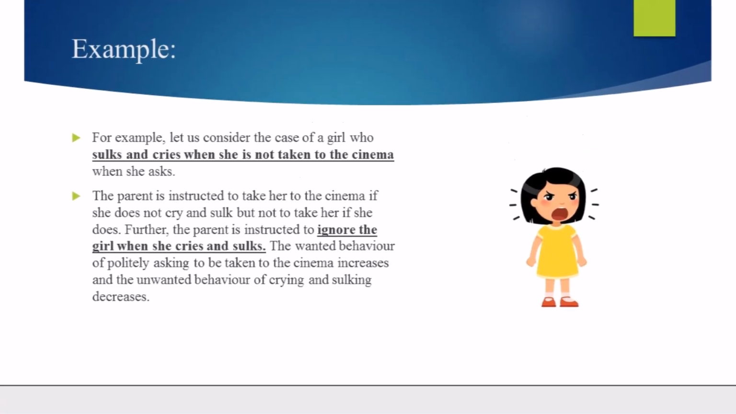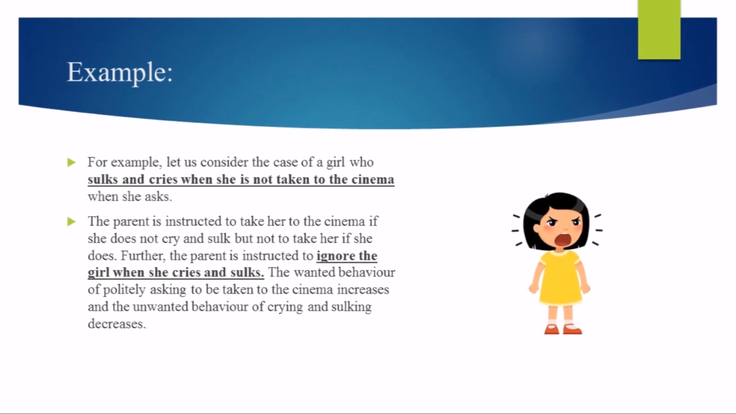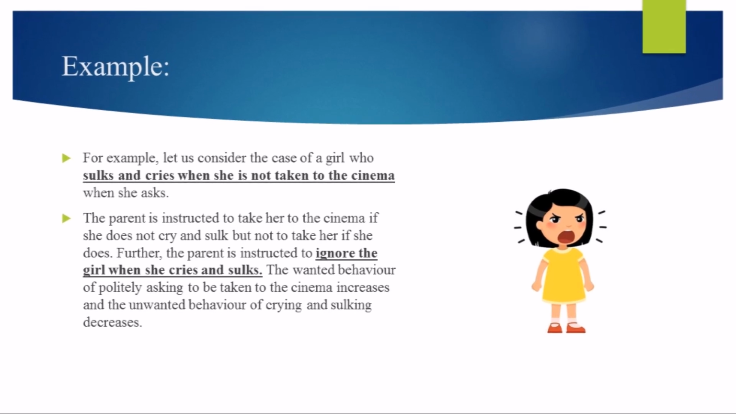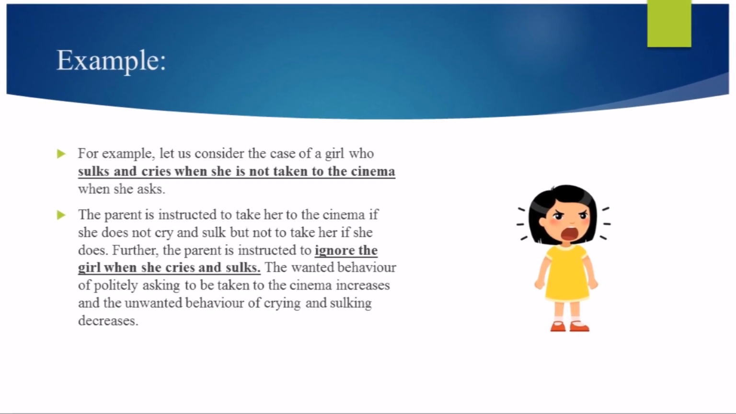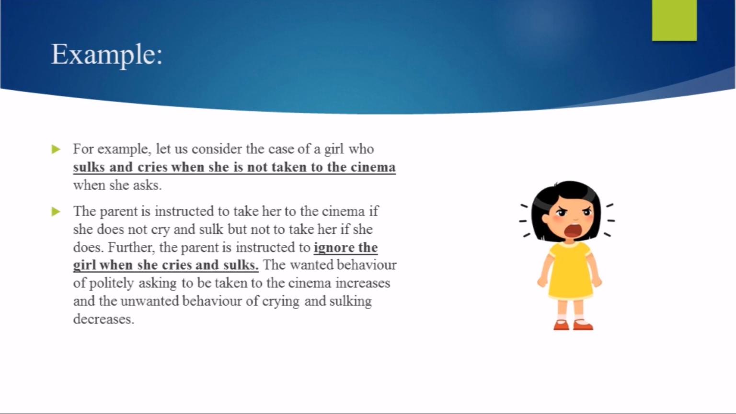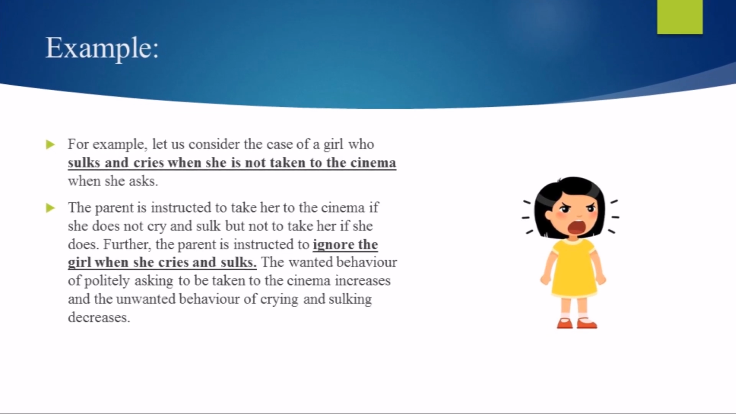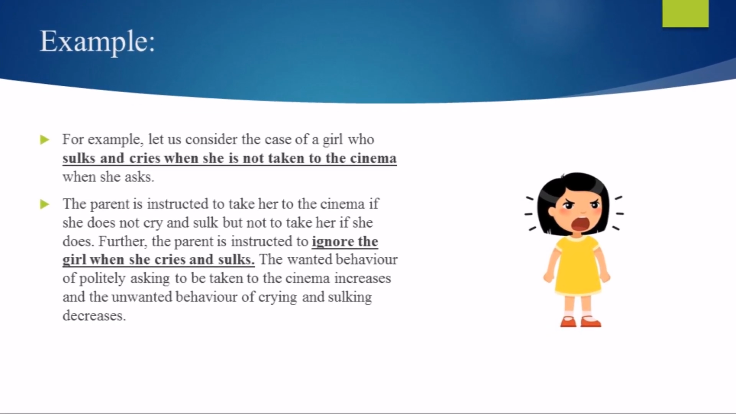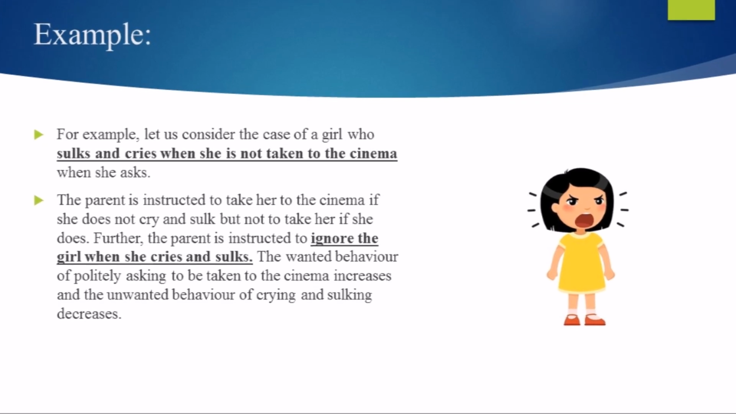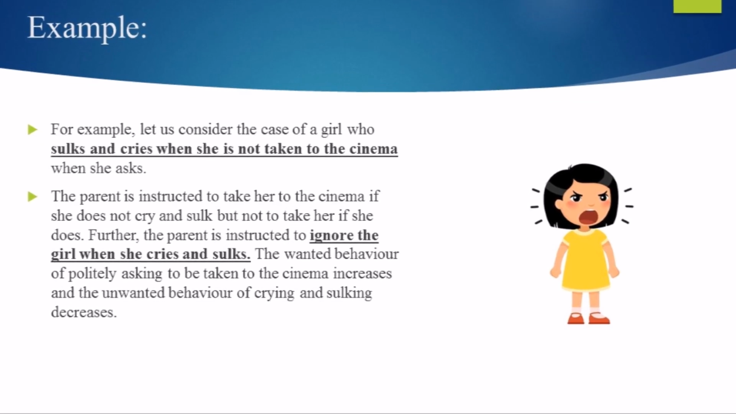Example. For example, let's take the case of a girl who cries when she isn't taken to the cinema. The parents are instructed to only take her if she asks politely and not when she cries. By ignoring her sulking and reinforcing the polite asking, the unwanted crying behavior decreases while the polite request behavior increases.